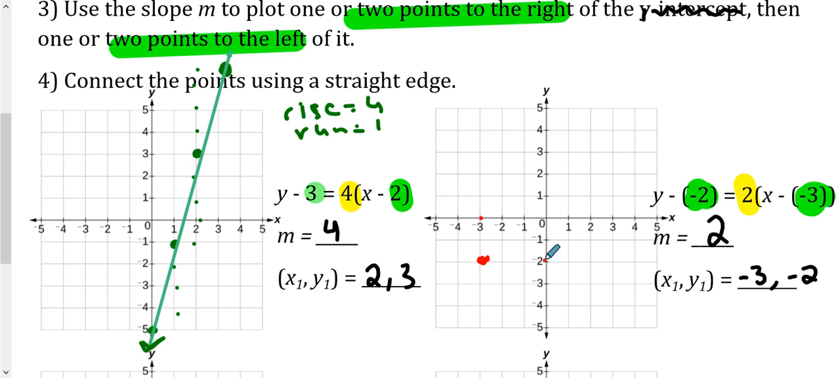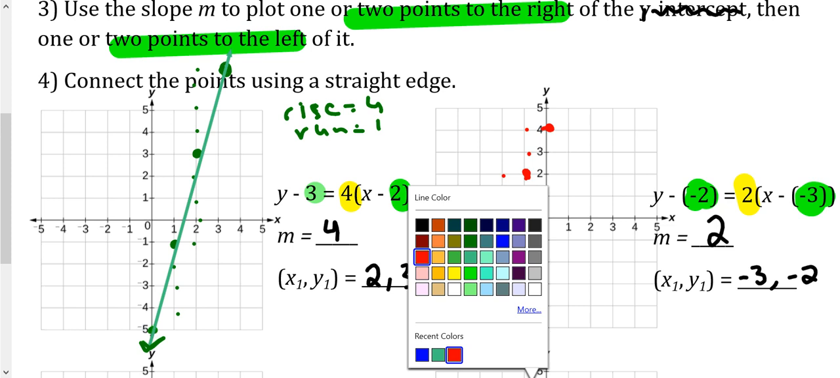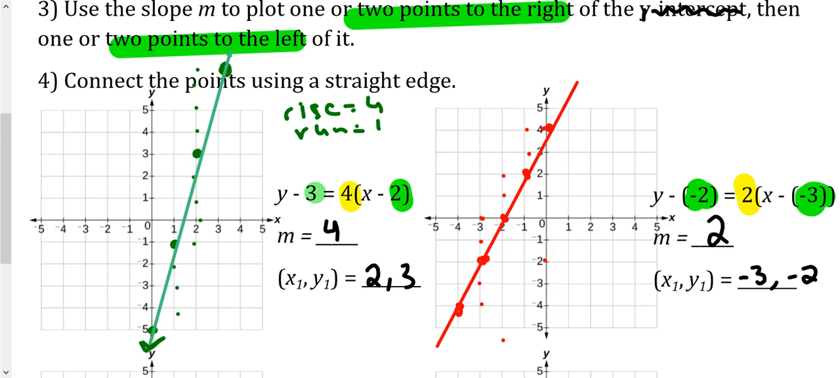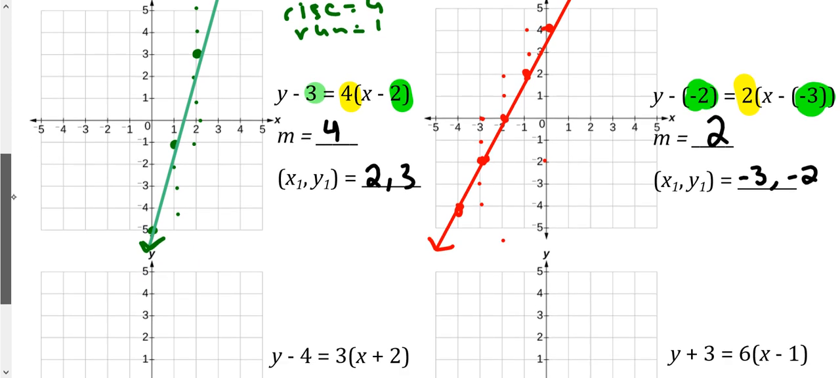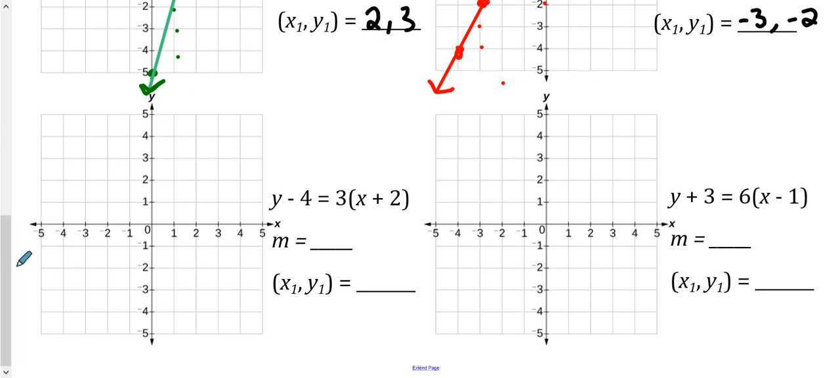Now I have a slope of positive 2. So I'm going to rise 2, run 1. Rise 2, run 1. And I'll do one backwards where I rise negative. But to offset that, I run in the backwards direction. And so here is this line. Connect it with a straight edge. Add your arrows. Pause. Give the next two a try.